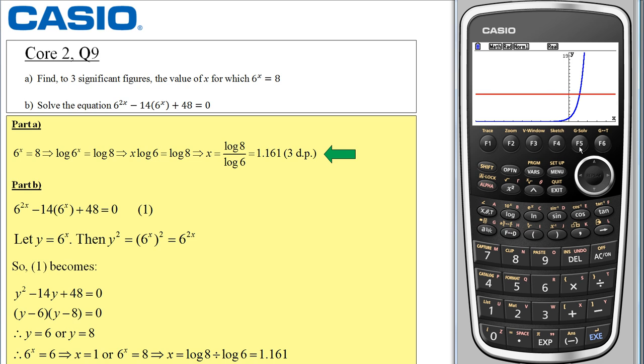If I use G-Solve, F5, I can select F5 again for the intersection, and you can see I get the point whose x coordinate is 1.16055, etc. And to 3 decimal places, this indeed is 1.161. And so that confirms part A of my question.